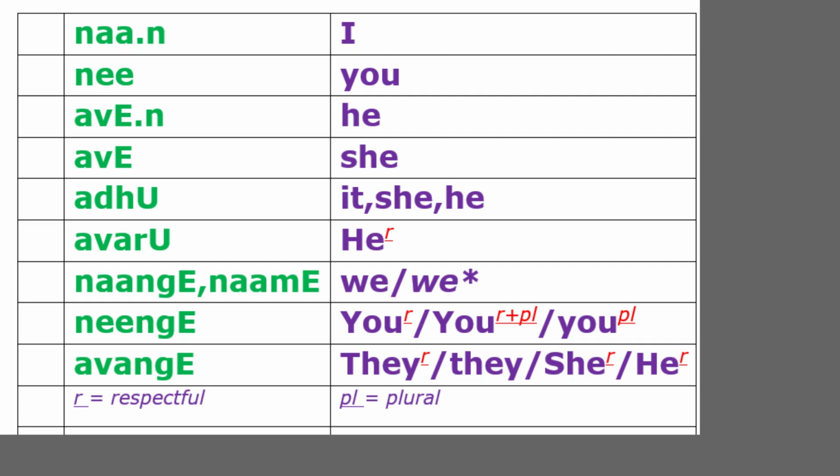Avanga, this is where you have to be careful. We use it for they, more than one person, respectful, and also a group, even if it's 2 guys or 3 guys. For she, we use only avanga, as a respectful form. And we also use it for he as a respectful form. If you're talking about our professor or sir or somebody, a bigger person, a respectful person, we use avanga.